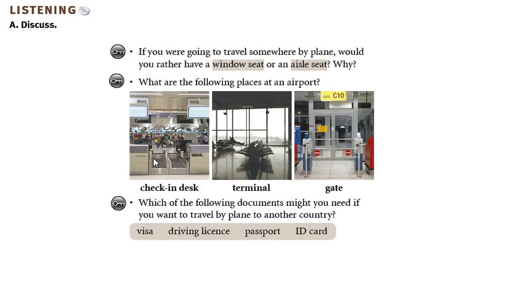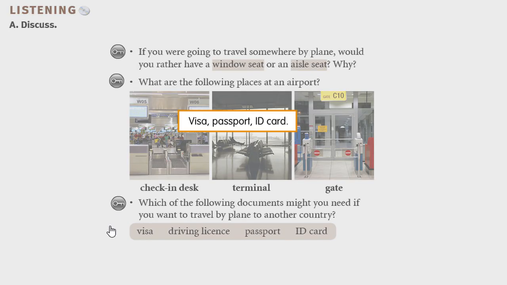Check-in desk مكتب الدخول, terminal صالة الانتظار, gate بوابة. Which of the following documents might you need if you want to travel by plane to another country? ما الأشياء أو المعرفات التي تحتاجها إذا أردت أن تسافر إلى بلد آخر؟ Visa, driving license, passport, ID card. Visa, passport and ID card.